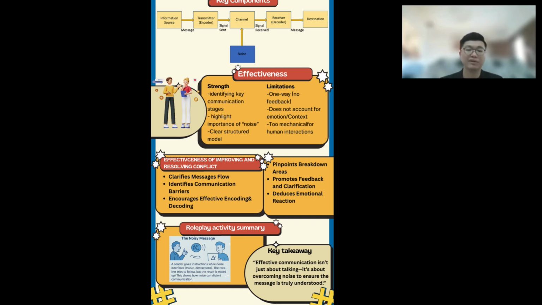So third, encourage effective encoding and decoding. Encoding is how we form our message, and decoding is how others understand our message and understand what we would like to deliver. This model makes us more careful with our word choice.